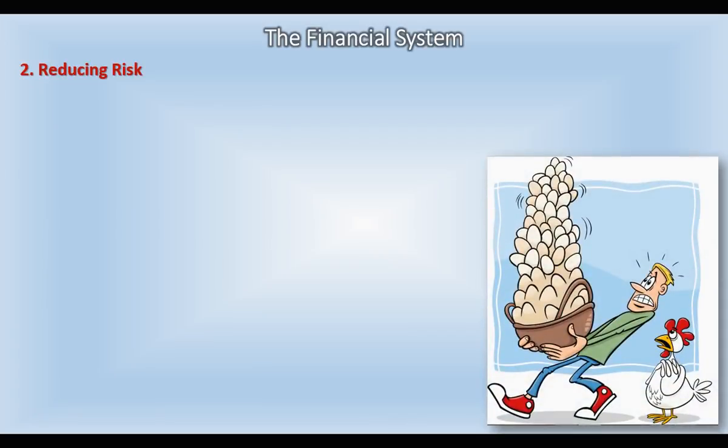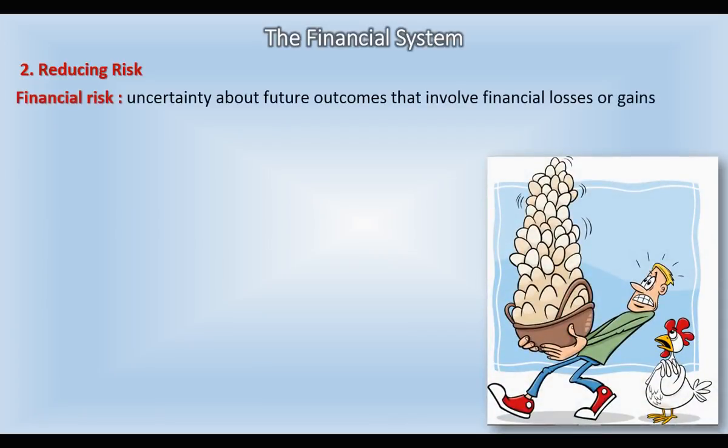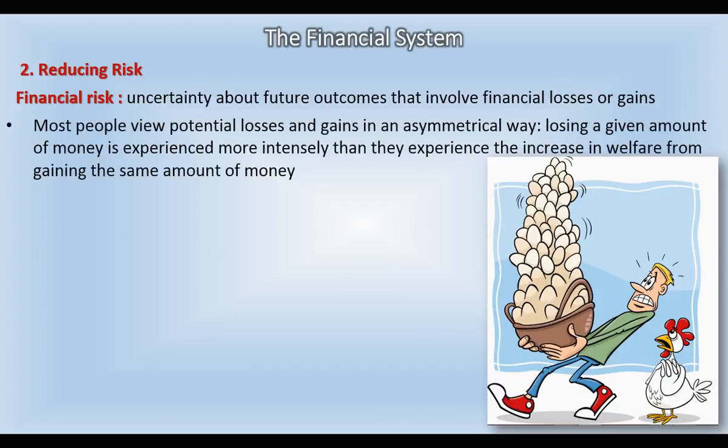All right, so the second purpose of the financial system is to reduce risk. Financial risk is uncertainty about future outcomes that involve financial losses or gains. Most people view potential losses and gains in an asymmetrical way. They don't view them equivalently. Losing a given amount of money is generally experienced more intensely than the increase in welfare from gaining the same amount of money.